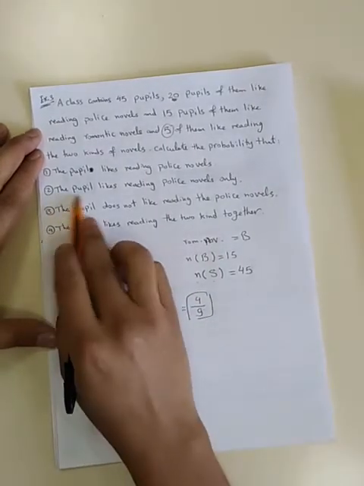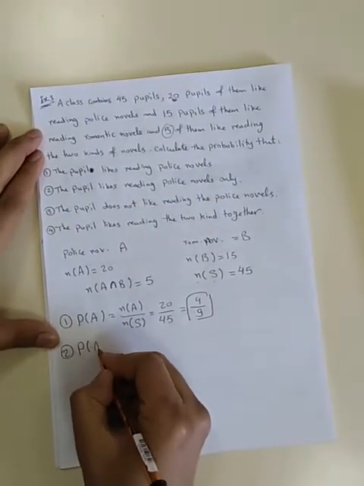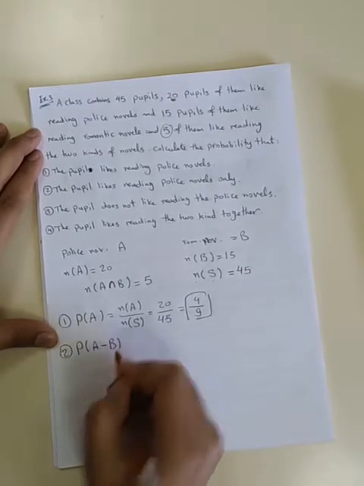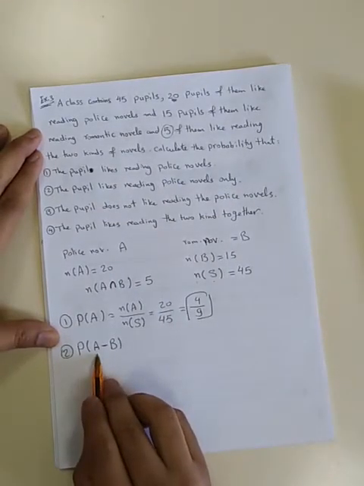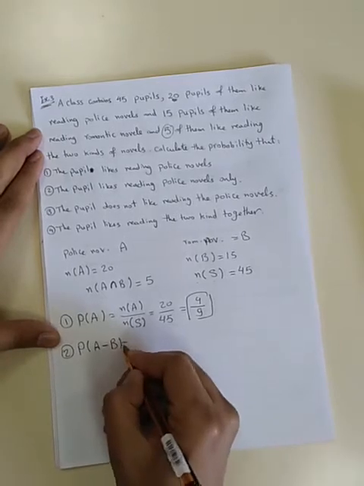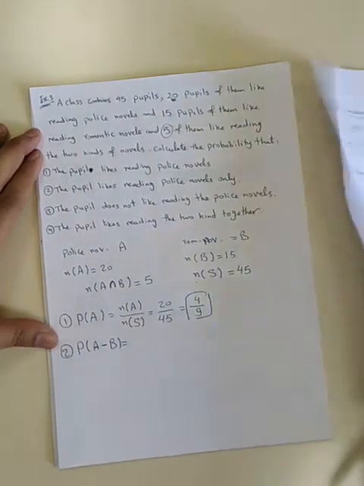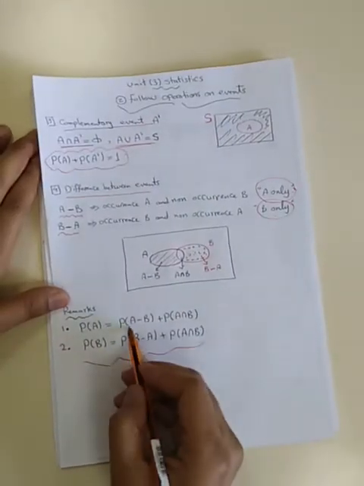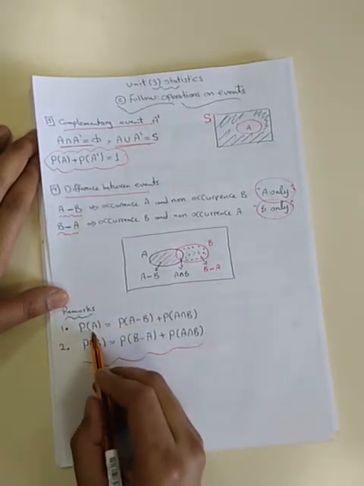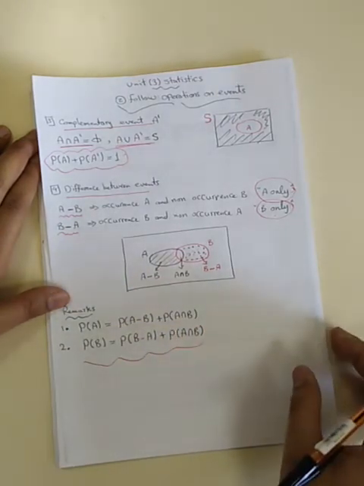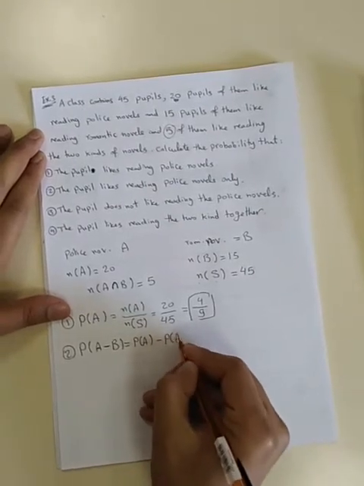Number 2. The pupil likes reading police novels only. That means probability of A difference B. A only. That means probability of A and not B. How can we get probability of A and not B? Let's turn to this rule. This rule gets probability of A difference B. How can we get it? Probability of A minus probability of A intersect B.